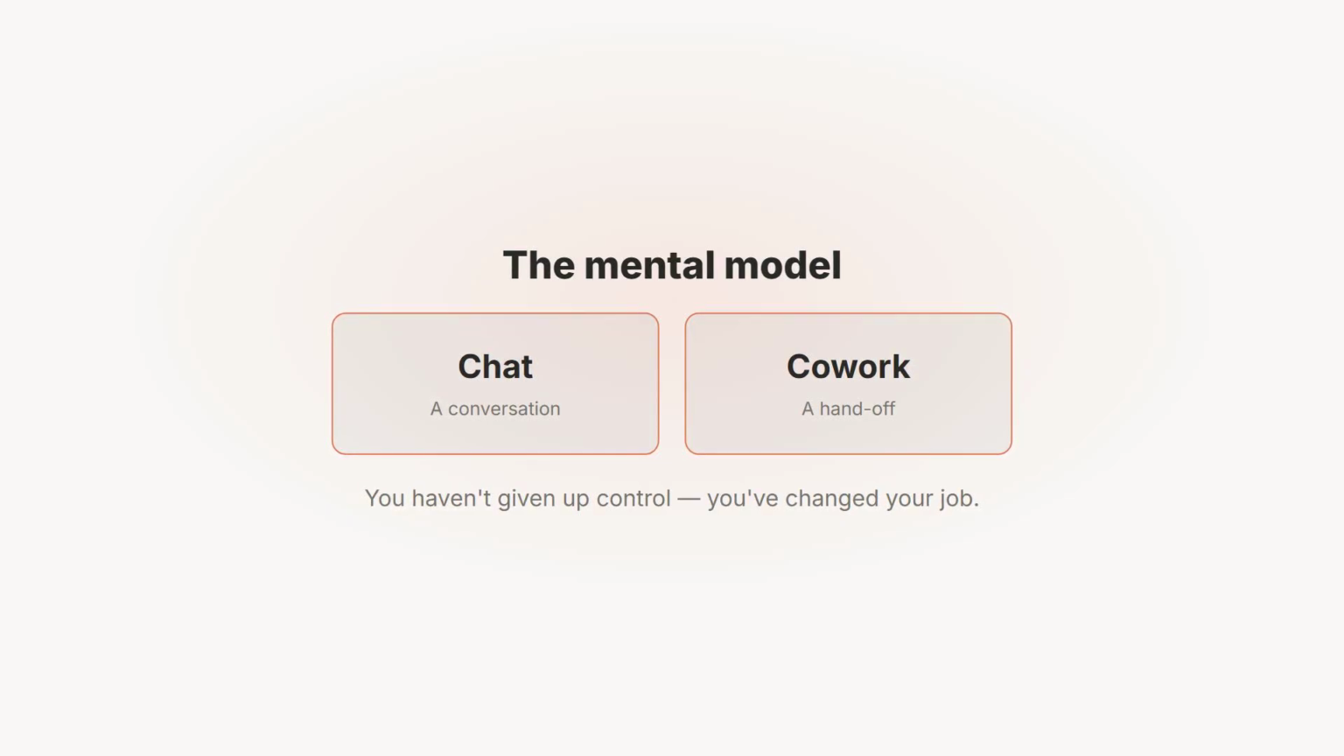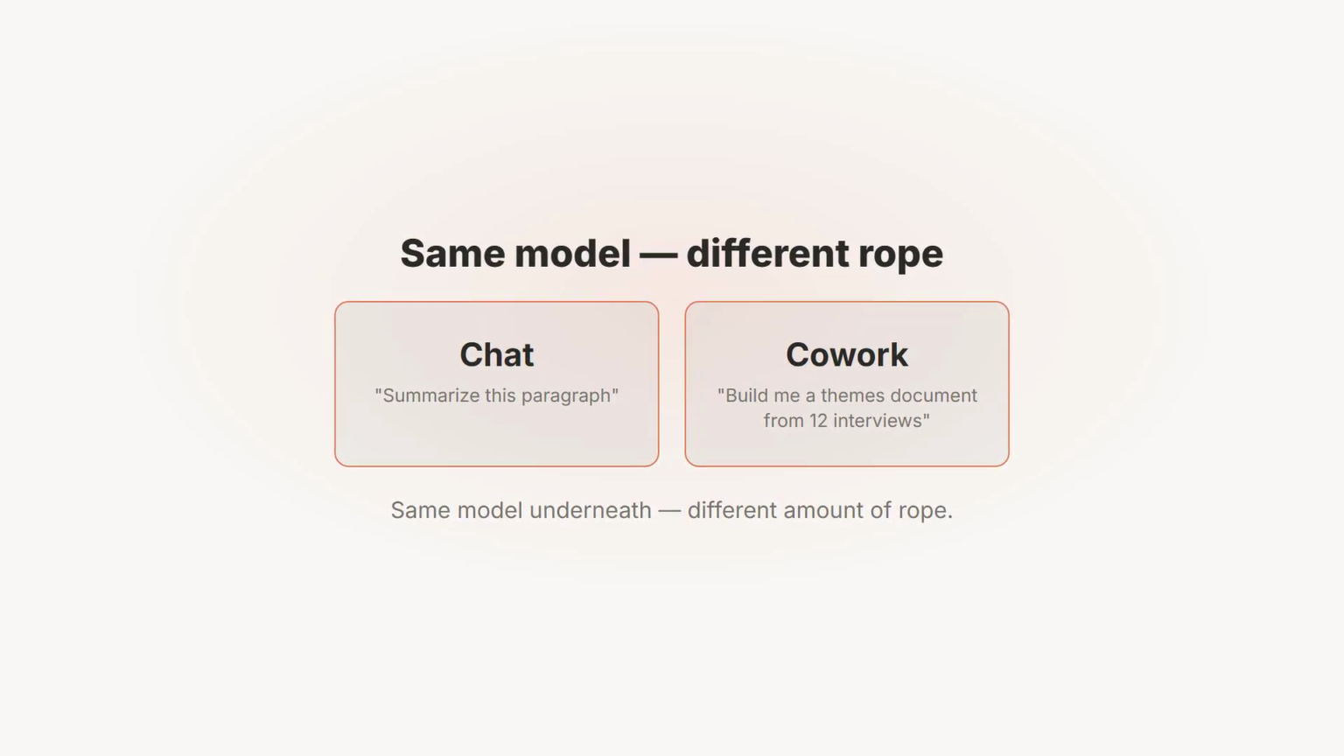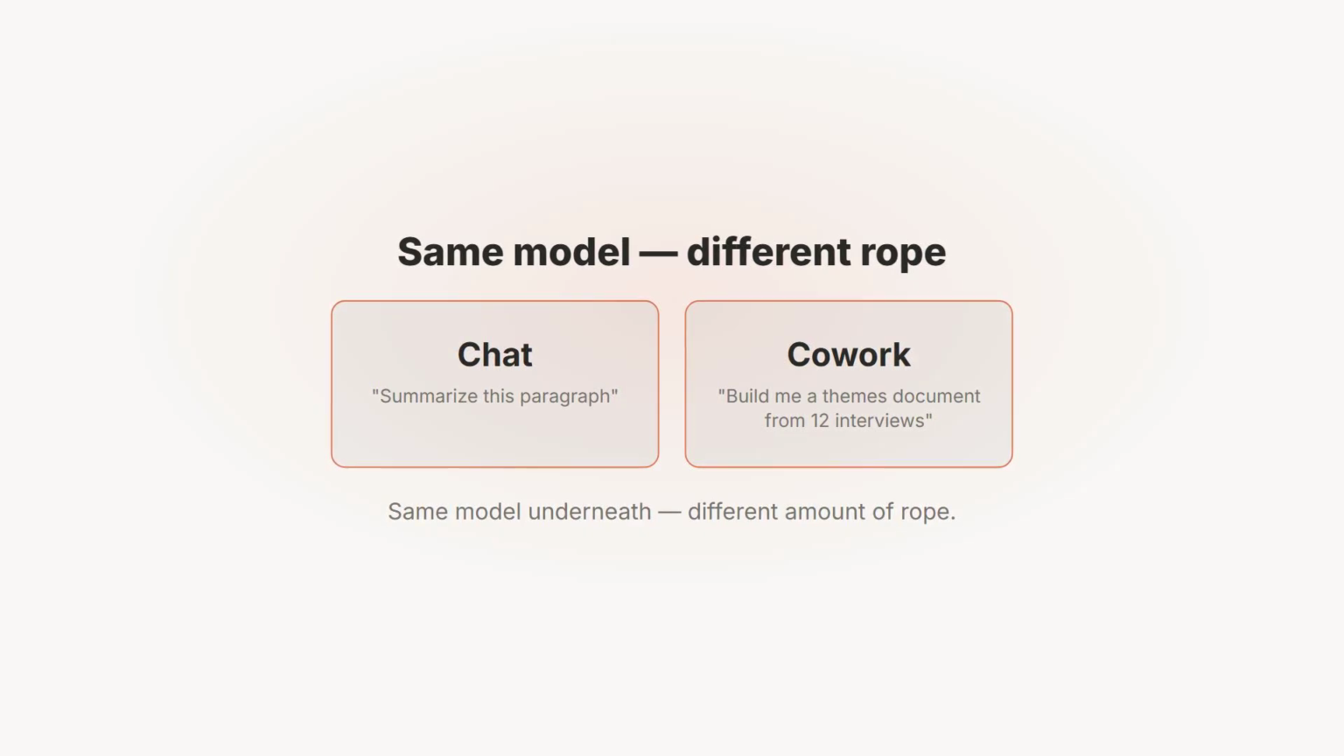The mental model. Chat is a conversation, Cowork is a handoff. Summarize this paragraph is chat. Go through these 12 interview notes and build me a themes document is Cowork. Same model underneath, different amount of rope.